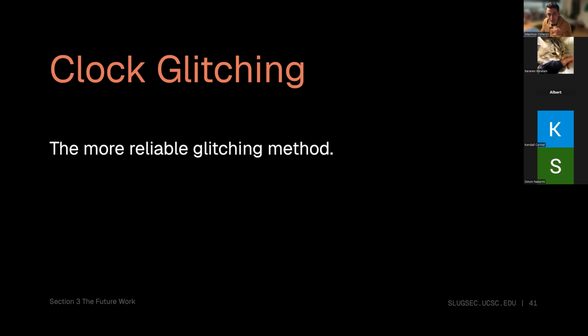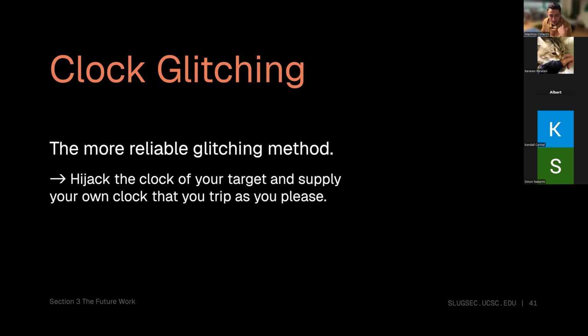Now, there are two ways to go about this. The first way is clock glitching, which is the most reliable glitching method. Basically, you hijack the clock of your target and supply your own clock that you trip as you please. You have all the control here. You have all the cards and you can manipulate it as you want. You can speed up the clock, you can slow down the clock, you can insert glitches anywhere you want, and the ChipWhisperer will do all of that for you.